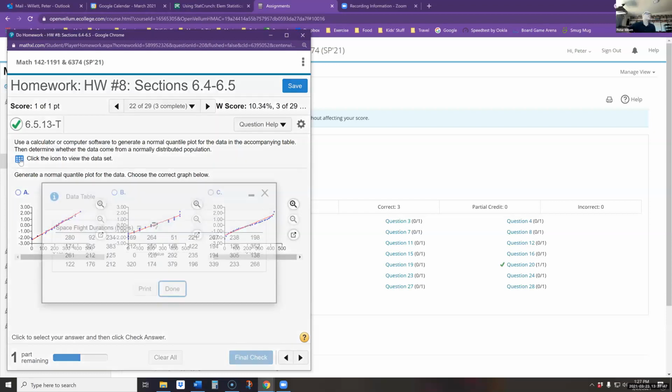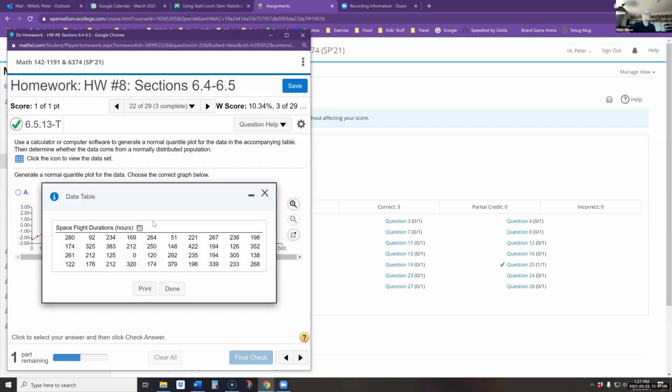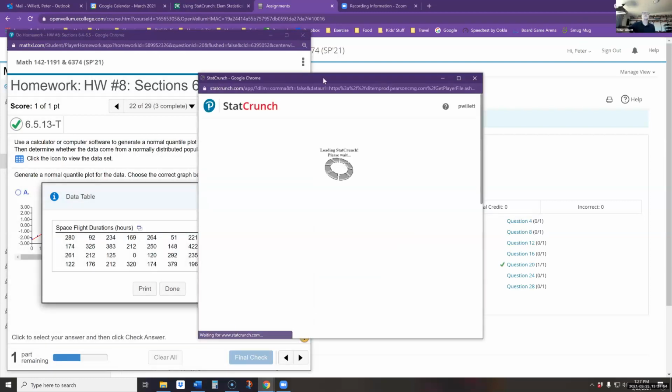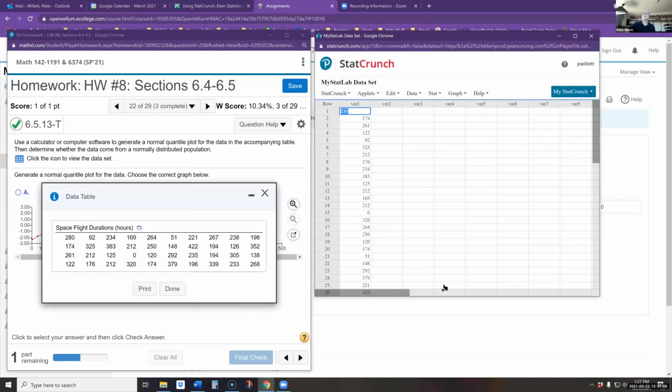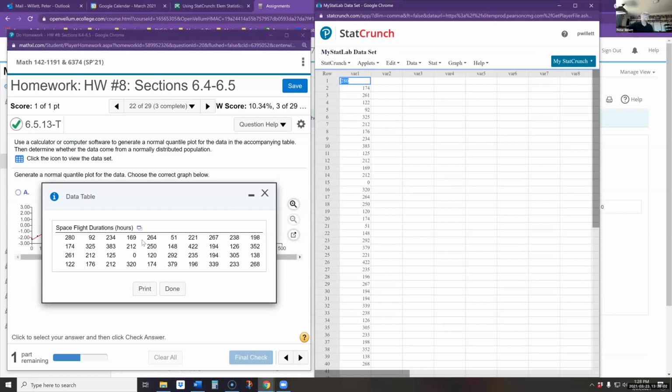Now, in the slides, I'm going to just go ahead and move these over to StatCrunch. In the slide introduction that I did, they defined the normal quantile plot by saying that the ordered point values are generated where the X value is one of the data values here, which are space flight durations.